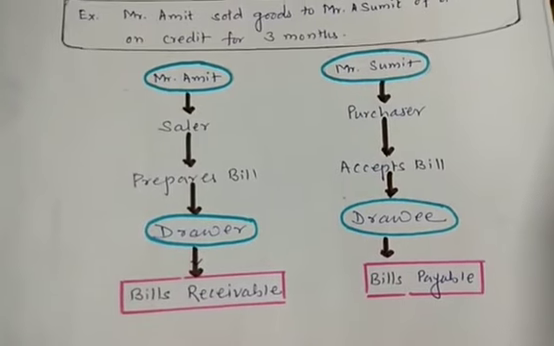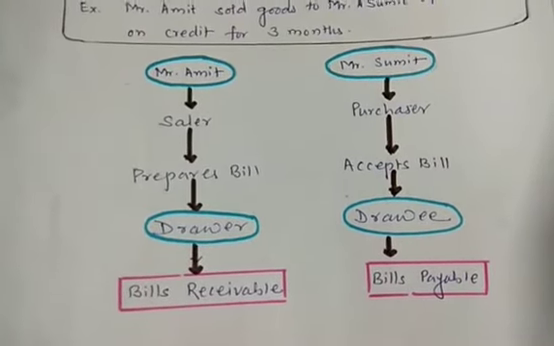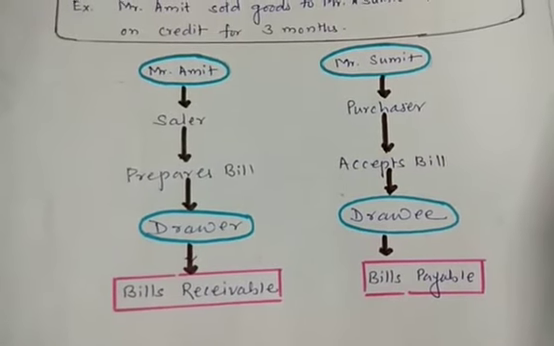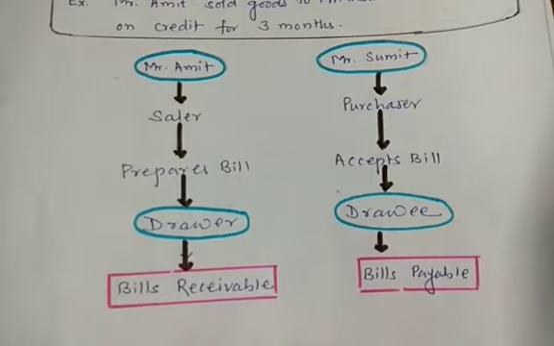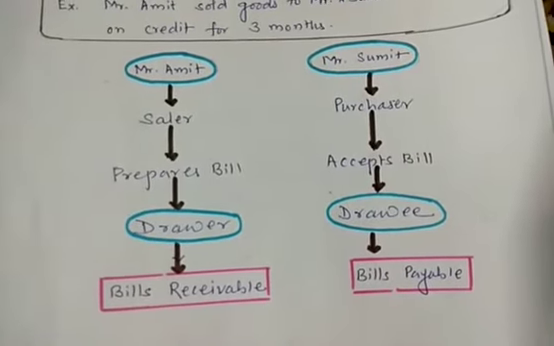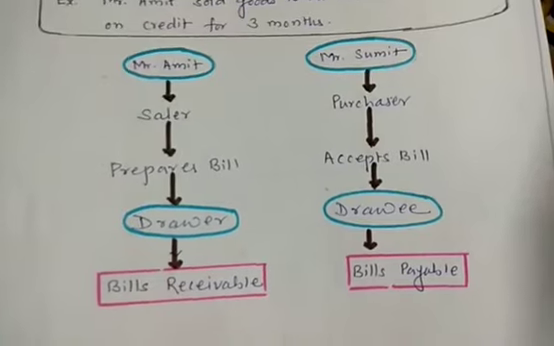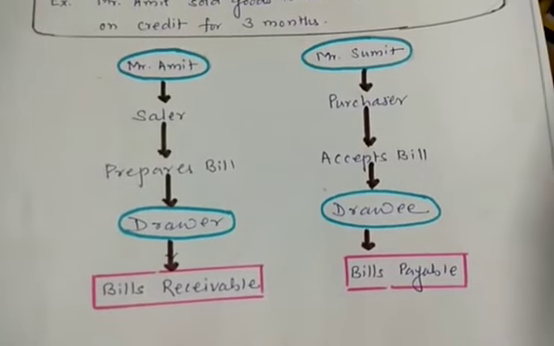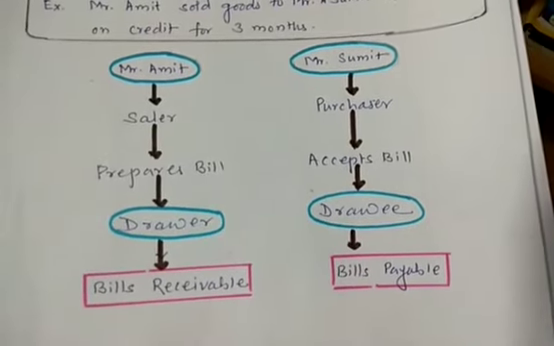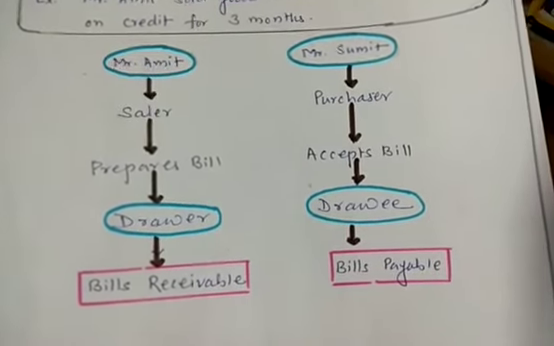Mr. Amit prepares the bill and sends it to Mr. Sumit. He checks the details and accepts it. The acceptance is the most important part of any bill of exchange. If the bill is not accepted by Sumit, then it does not have any legal validity. The person who draws the bill, that is the seller, Mr. Amit, is called the drawer, and Mr. Sumit, on whom the bill is drawn, is called the drawee.